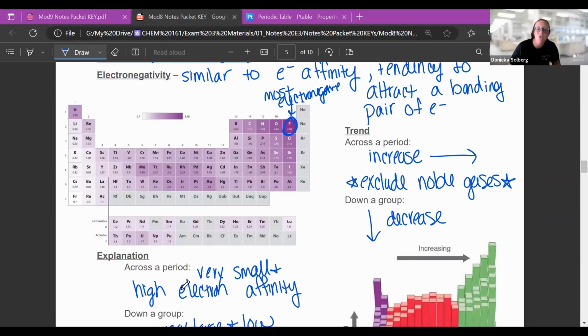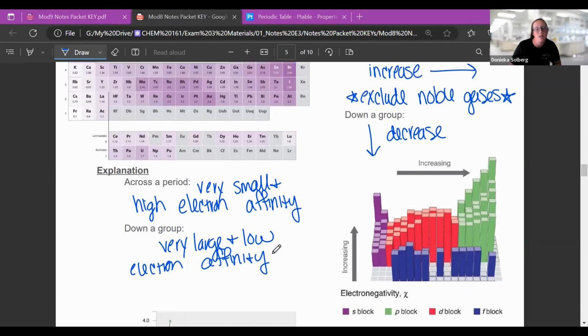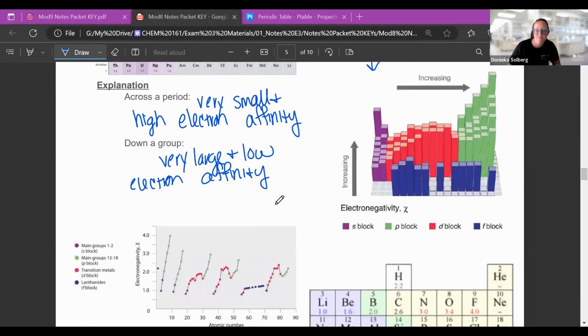So the explanation: across the period, remember, they get smaller. They have a higher electron affinity, so they also have a higher electronegativity. They are tending to attract those electrons. And down a group, they're very large, and they have a lower electron affinity. So then they kind of go together. You can see this chart here. Fluorine is my most electronegative, and then everything else kind of goes after that.